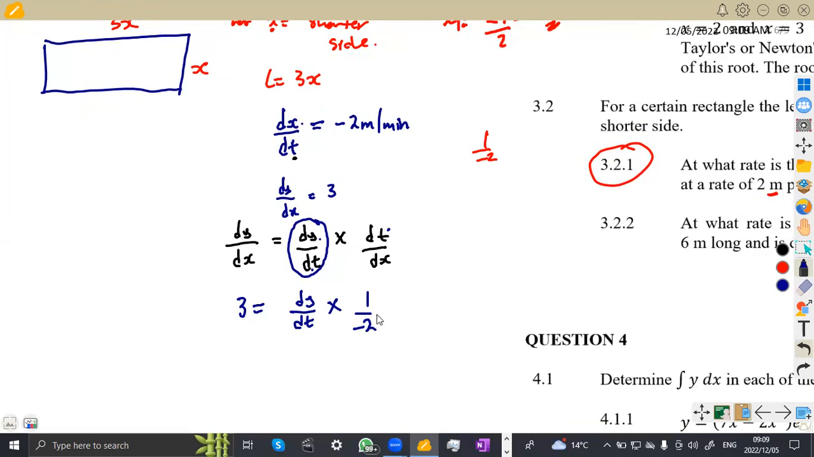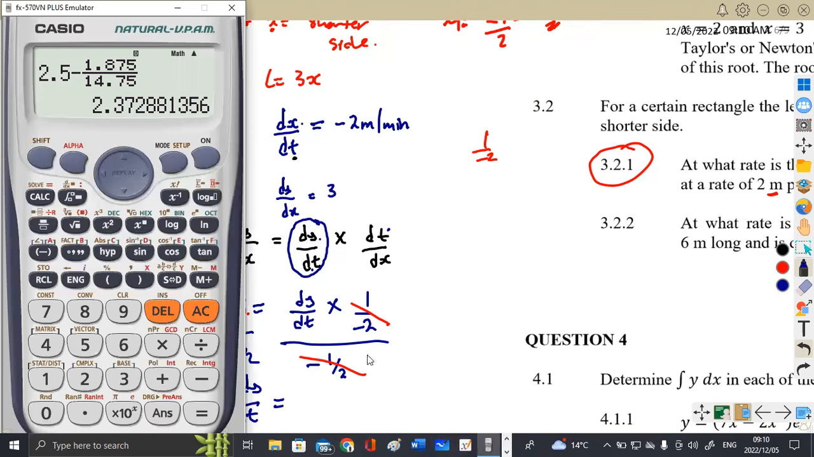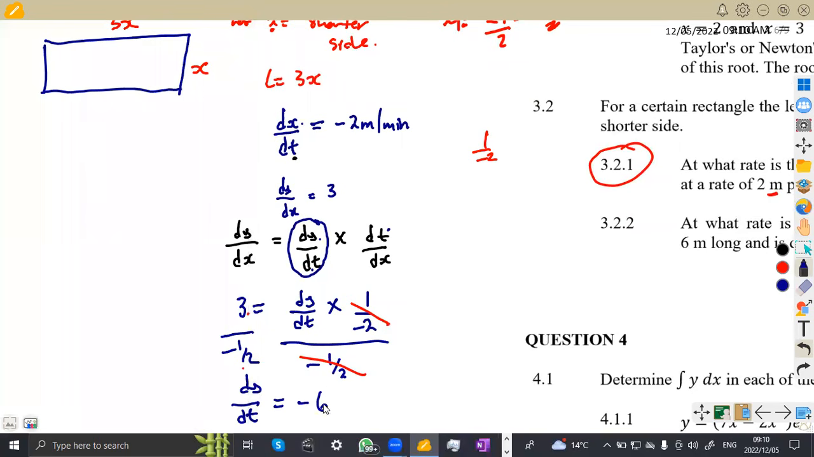So what can we do to calculate dy/dt? We can just divide by negative half on both sides, because this cancels. So we're left with 3 divided by negative half, which gives us dy/dt, the rate of change of length with respect to time. 3 divided by negative 0.5, that's a half, is negative 6. So we're going to obtain negative 6.